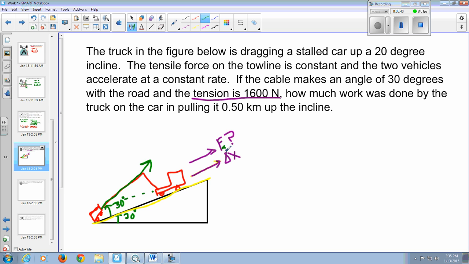So we want to know specifically what the force is in the x direction in order to get the work. So how do we do that? Just looking at our formula for work at an angle, work is equal to the magnitude of the force times the cosine of the angle times the displacement or the distance. Plugging in our numbers makes this pretty easy.